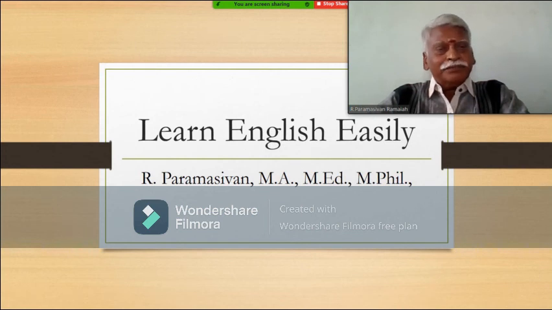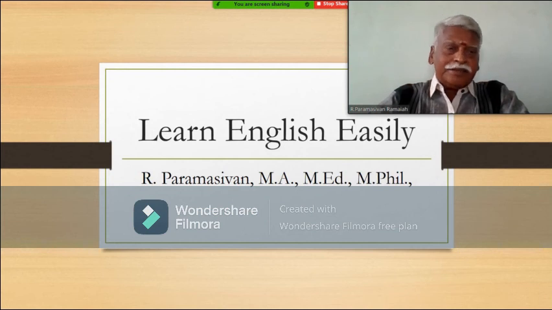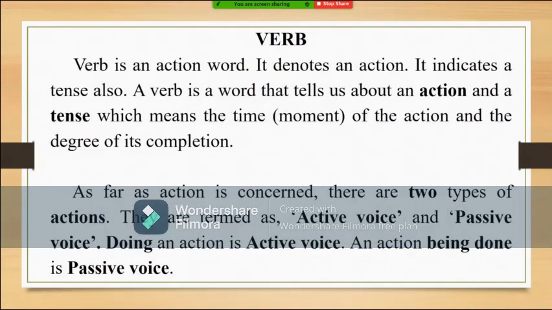What is a verb? Verb is an action word. It has to satisfy two conditions. It denotes an action. It indicates a tense. What is a tense? Tense gives details about the completeness of the action, the time of the action. Verb is an action word. It denotes an action. It indicates a tense also. It has to satisfy two conditions. It must denote an action as well as it must indicate a tense.